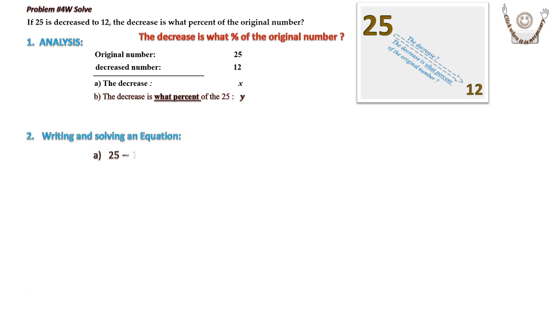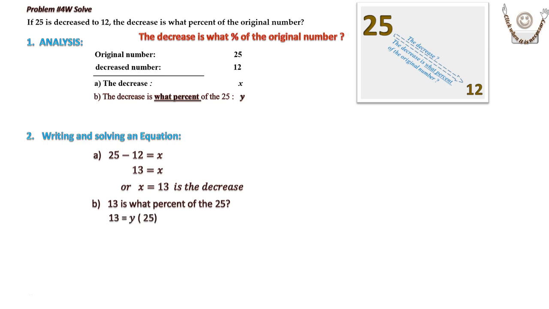So part A, we are looking for the decrease. We have to subtract 12 from 25, and this is our x. So x is 13. This is our decrease. Then part B. The decrease is what percent of 25? The decrease is 13. So now 13 is what percent of 25?